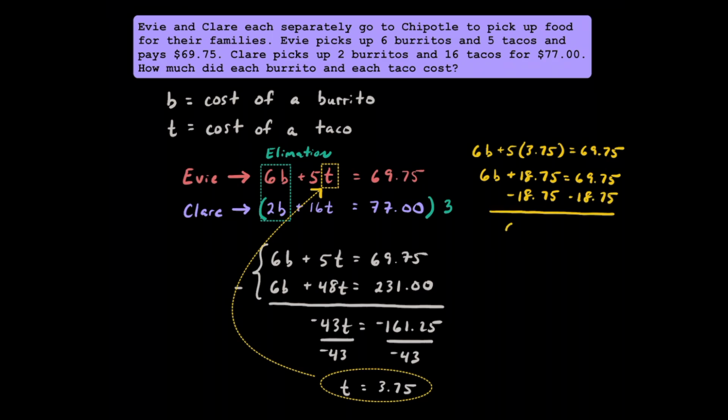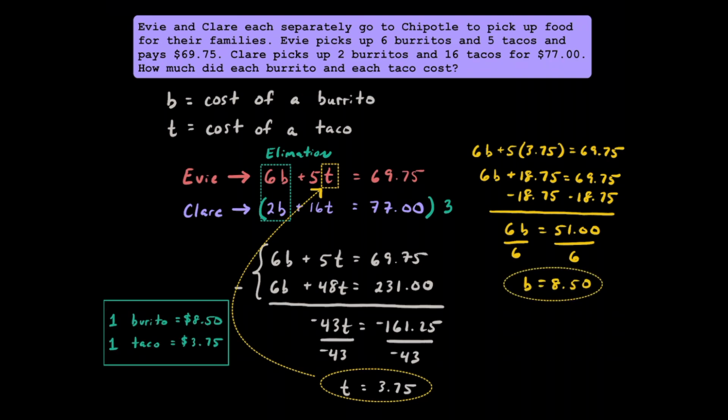When we do that, we find out that 6 burritos are going to cost $51. To find out the cost of one burrito, we can divide both sides by 6, and we can say that one burrito is going to cost $8.50. Assuming that Evie and Claire went to the same Chipotle, one burrito is going to cost $8.50 and one taco is going to cost $3.75.